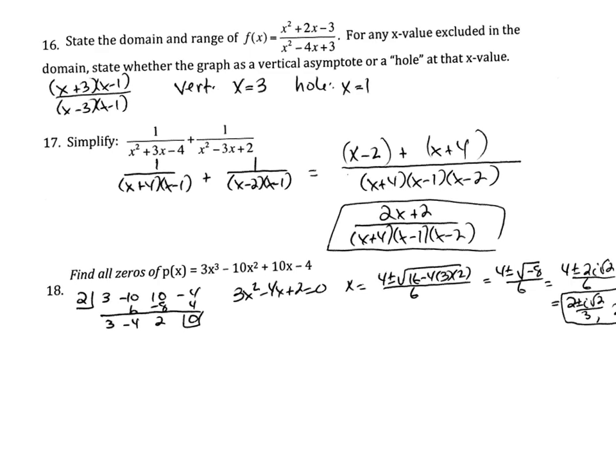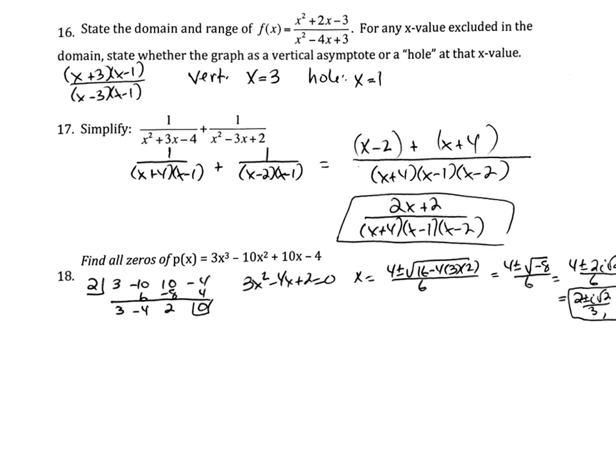17, you got a fraction addition. You cannot add fractions unless you find the LCD. So I factored this like that. I factored this one like that. Now your LCD is all those factors. So I did X plus 4, X minus 1, X minus 2. I put all of them right here.